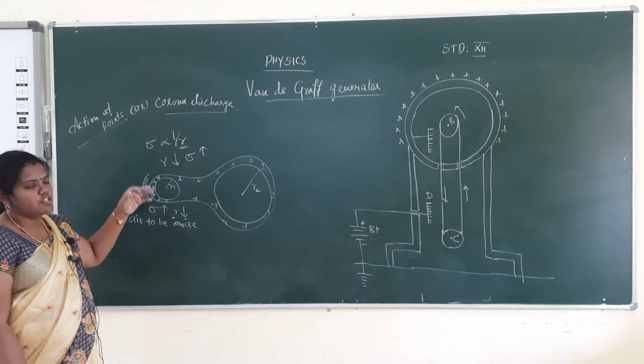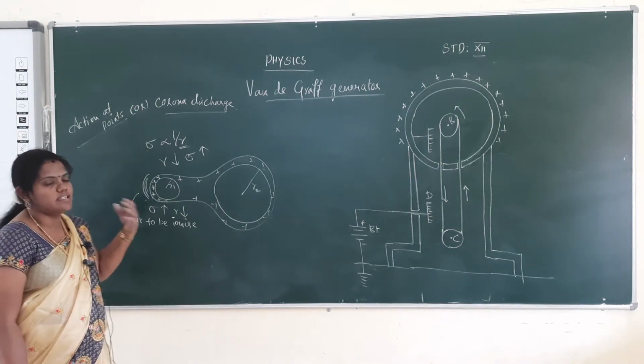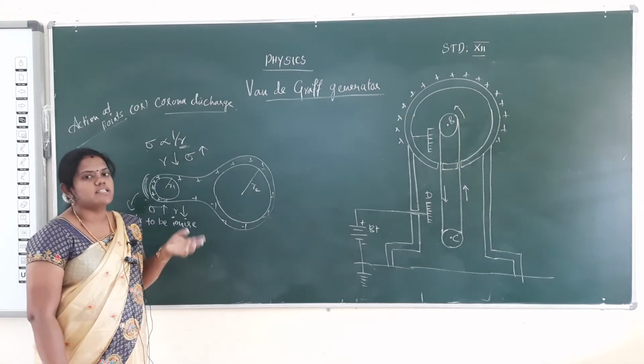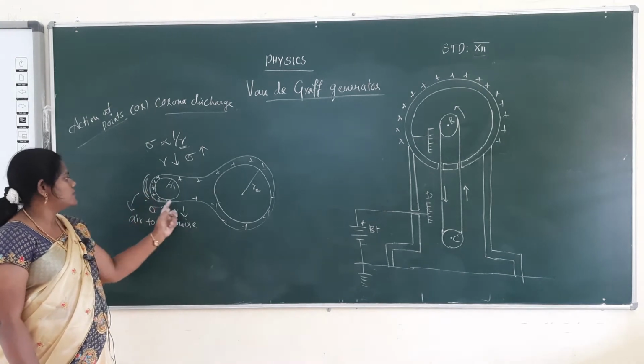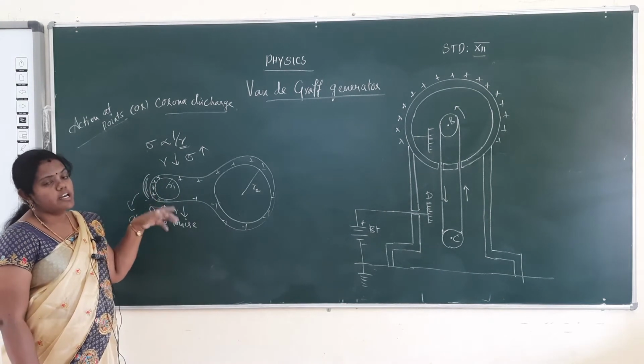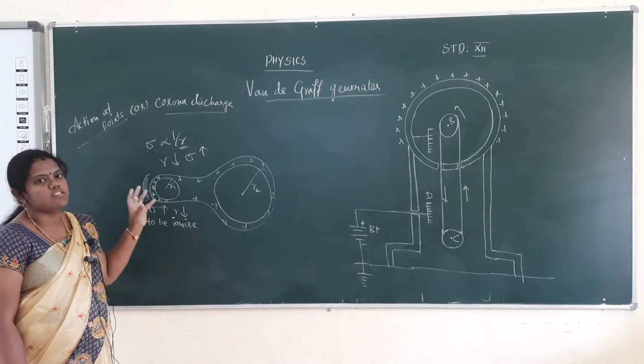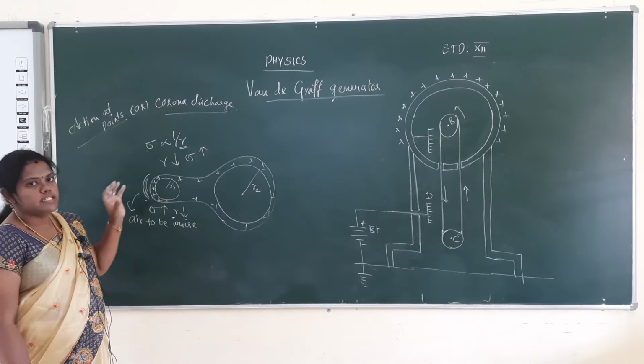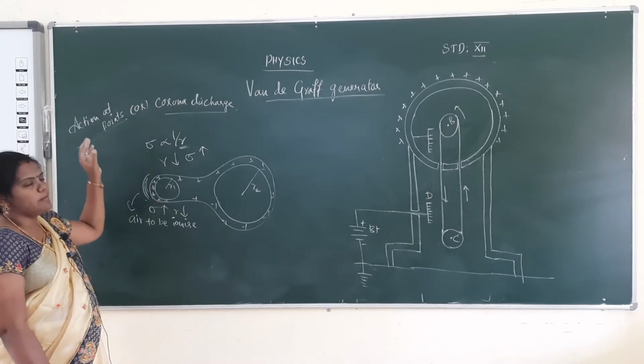At that time the negative charges are completely repelled from the sharp points, and the current will be reduced at the sharp edges and curved part. Current will be reduced, and definitely the electrons will leak from the sharp points. That is called corona discharge or action at points.